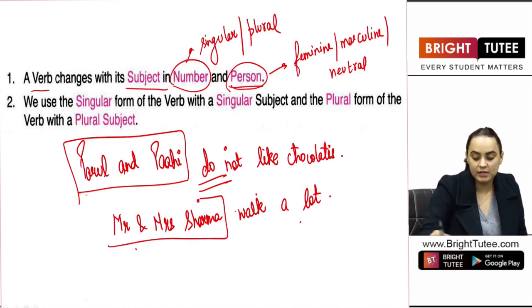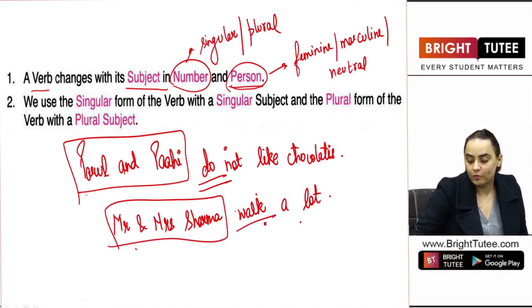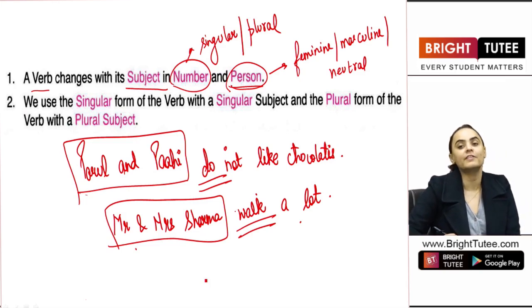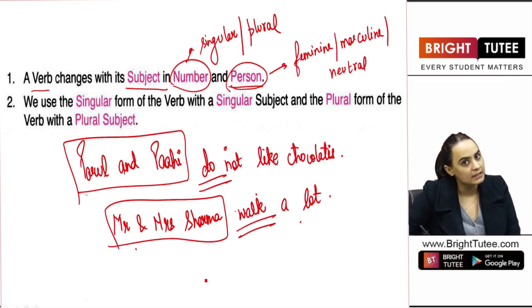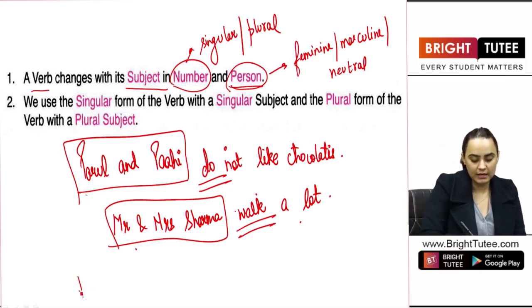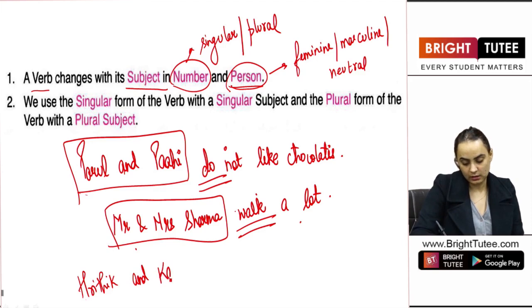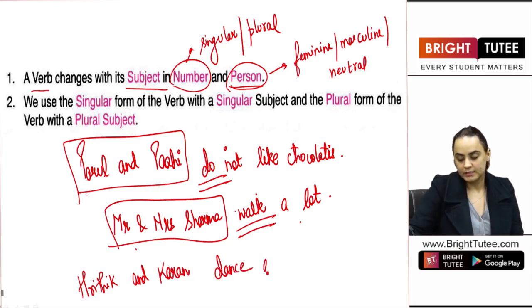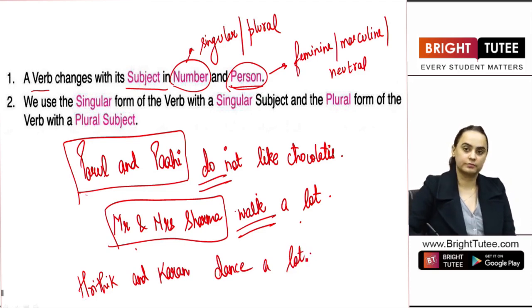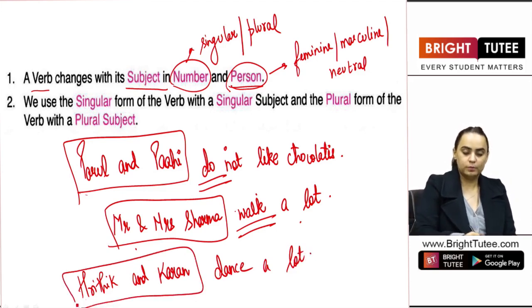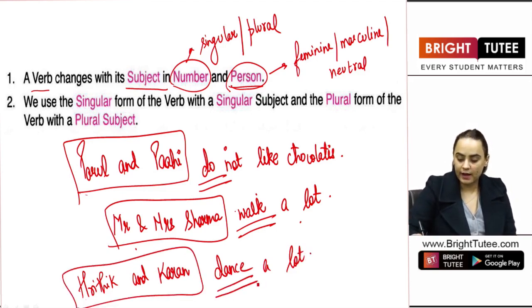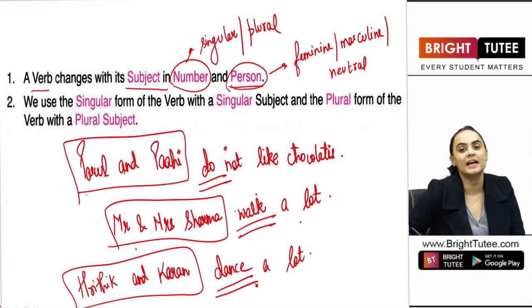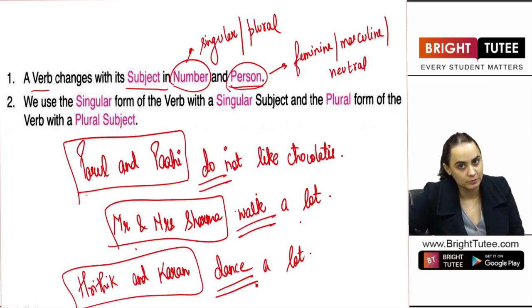Again, my subject is plural. Therefore, my verb does not have an s or es at the end. Similarly, if I say Ritik and Karan dance a lot. So, plural subject, that is why no s or es added to the end of the verb.